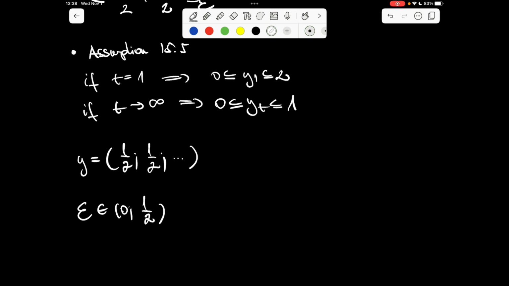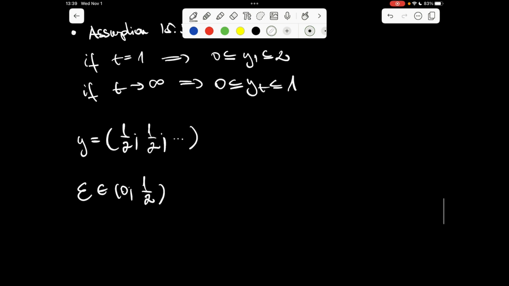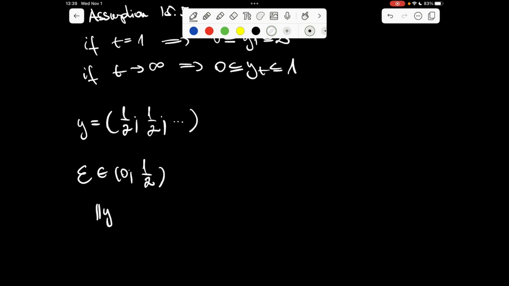Okay, please note that we don't need to show for any positive epsilon that we have an interior point. The only thing we need to show is that for some really small epsilon numbers, so for any epsilon which is small enough, all the points in the neighborhood are interior points. So how should we do this? Let's pick another series Z which lies in the neighborhood of the series Y.